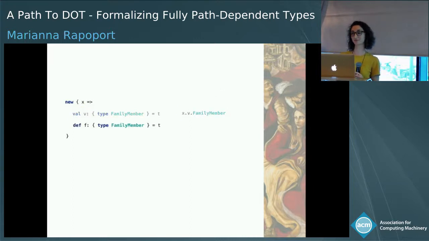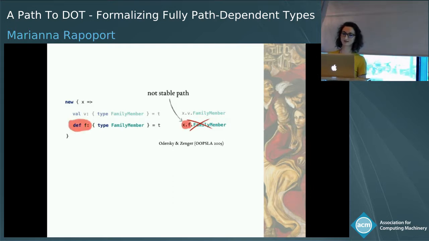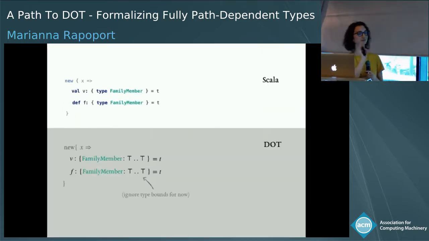That path is stable. That's fine. But if I have a method, f, that has the same type, then it has been shown to be unsound to have a path-dependent type on it because essentially methods can evaluate to objects of different types every time that they are called. So that would be unsound.